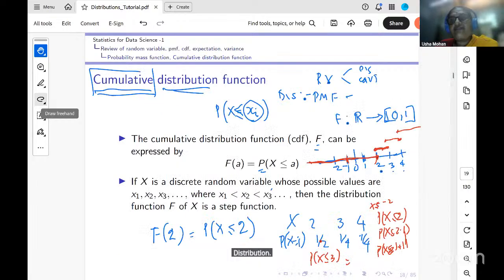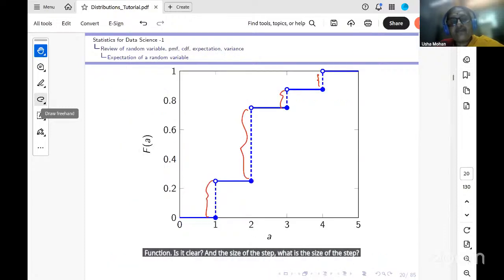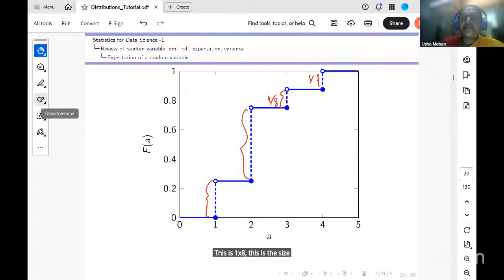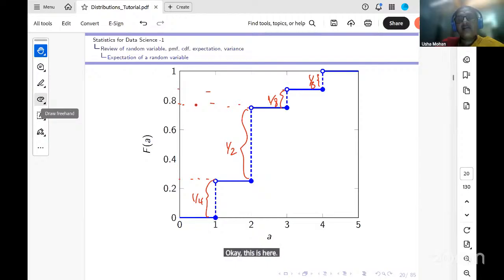So the graph of a discrete distribution is a step function. Is that clear? And the size of the step, what is the size of the step? This was 1 by 4, this is 1 by 2, this is 1 by 8, this is 1 by 8. So you can see how this is 1 by 8. This is the size of this step. This is the size of this step. This is the size of this step. This is about 0.25. This is how we are getting it.